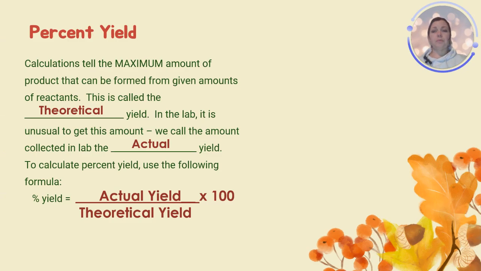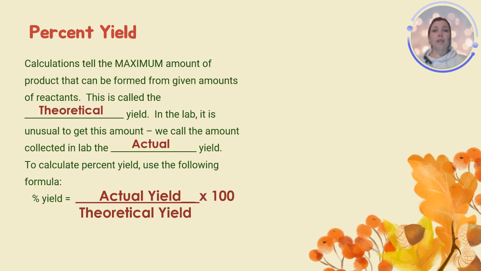All right, so percent yield. Calculations tell the maximum amount of product that can be formed from the given amounts, and that's called the theoretical yield. In the lab, we don't typically get everything that we expect to get. We call the amount that's collected in the lab the actual yield, because that's what you actually collect. And so to calculate percent yield, you use the following formula. You do actual over theoretical times 100.